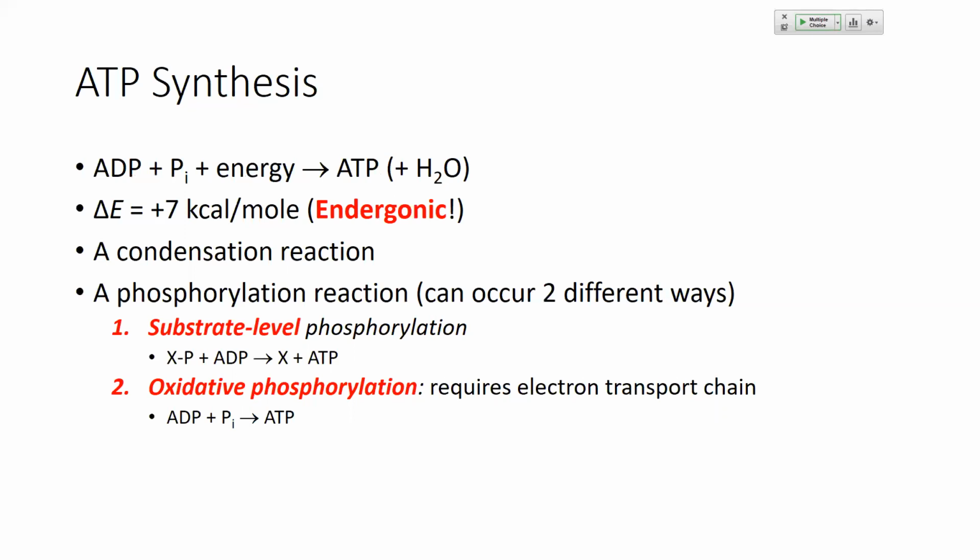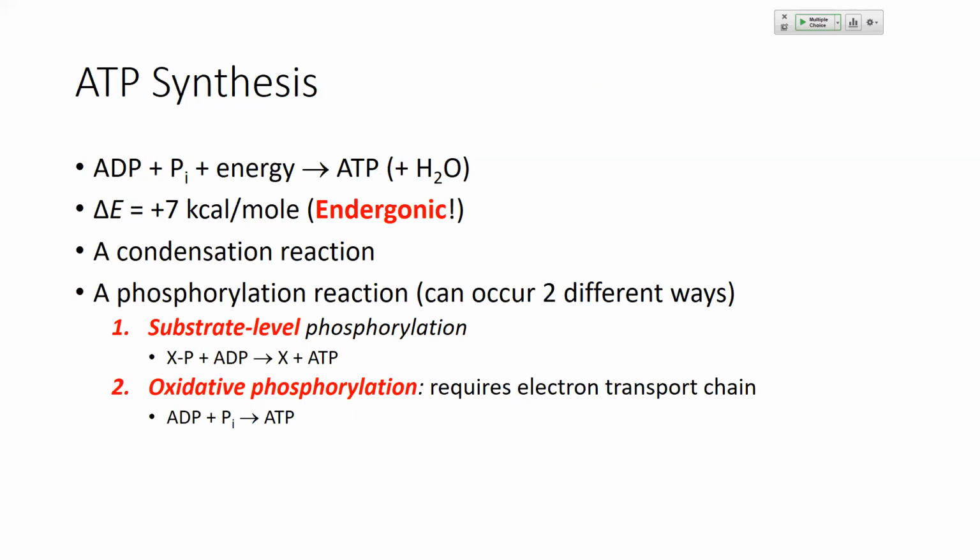Okay. Now there are 2 ways to make ATP. This is going to be very important as we go on throughout this course to distinguish between these 2 mechanisms of making ATP. The first one is called substrate level phosphorylation, and the second one is called oxidative phosphorylation. This requires an electron transport chain. Now I want you to bear in mind that both of these words have phosphorylation in them. I want you to make the connection that we're adding a phosphate group to ADP, hence the term phosphorylation.